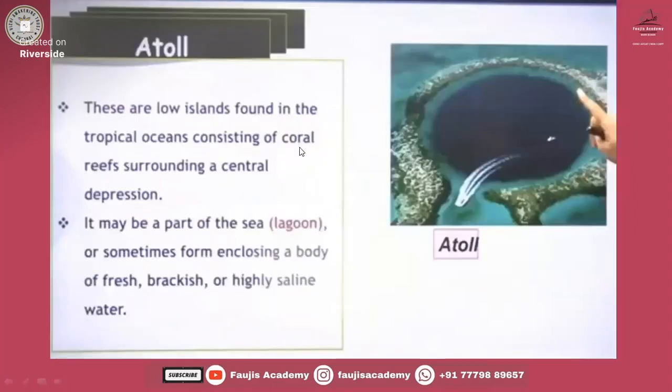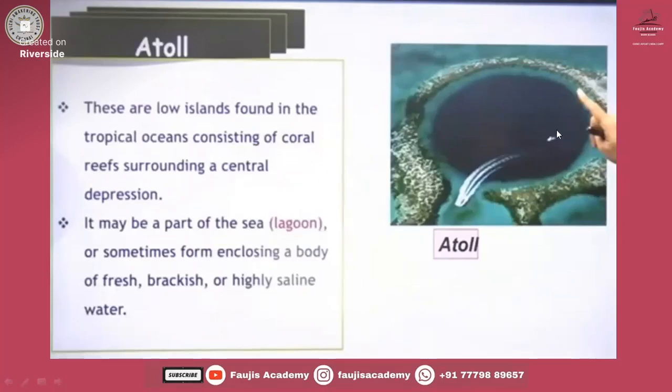Then see atoll, what is happening. These are low islands found in the tropical oceans consisting of coral reefs surrounding a central depression. So see in this part what is happening. We studied the formation of lagoons. Similarly, it will look like a lagoon only. In this case, all those coral reefs, that formation will be there. And they will be forming like this part.